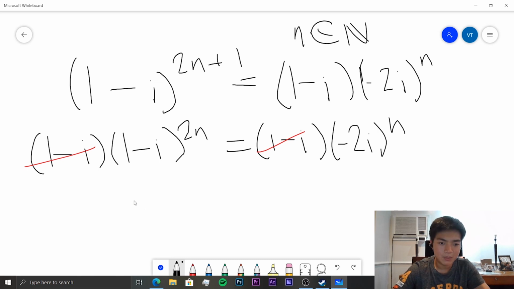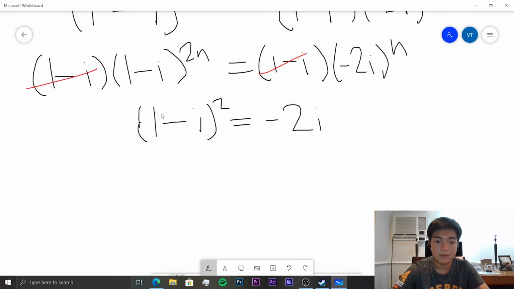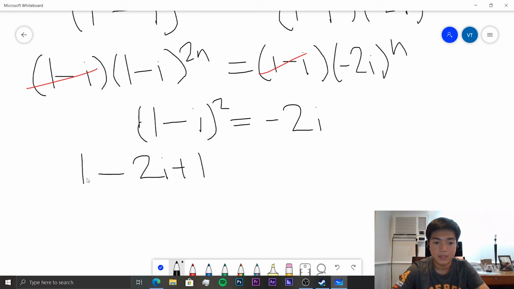And we can simply simplify this into (1 minus i) squared, we're taking the nth root on both sides, is equal to -2i. And that's about it. We know this is true. This is actually just 1 minus 2i plus i squared, which is minus 1. And so we know that that must be true.